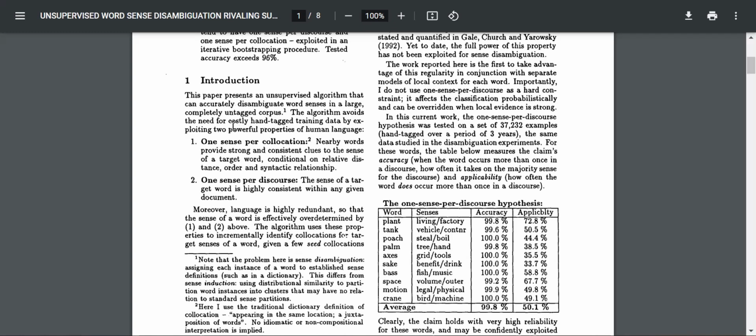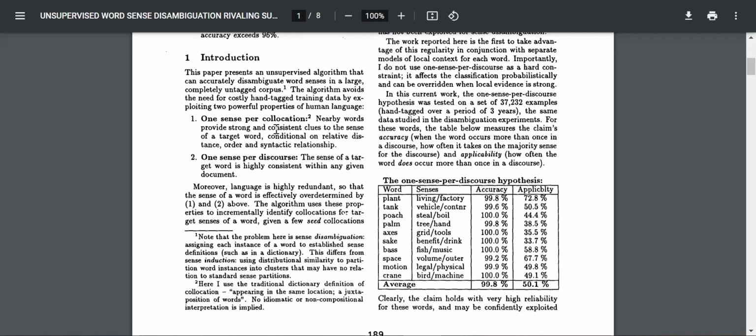The algorithm avoids the need for costly hand-tagged training data by exploiting two powerful properties of human language. So, if you've ever worked in annotating data, you might know how tedious it is. So, if this is prevented, then it can be a really great asset for any task. So, one sense per collocation. What they're saying is nearby words provide strong and consistent clues to the sense of a target word, conditional on relative distance, order, and syntactic relationship.